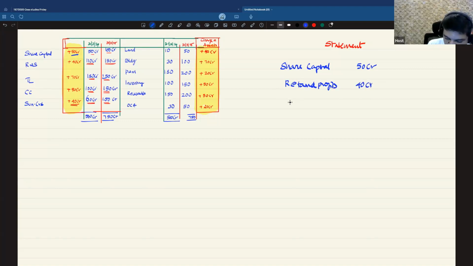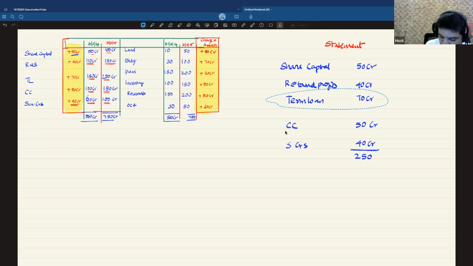How much money has come because of term loan? It is 70 crore. How much money has come in because of cash credit? 50 crore. How much money has come in because of sundry creditors? It is 40 crore. Right? So what is the total money that has flowed in during the year? It is 250 crore. It has come from share capital, retained profits, term loan, cash credit, and sundry creditors.